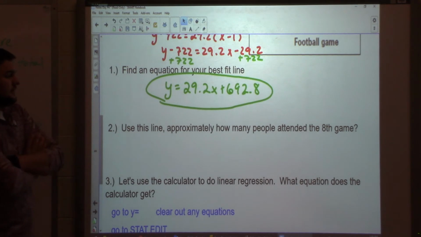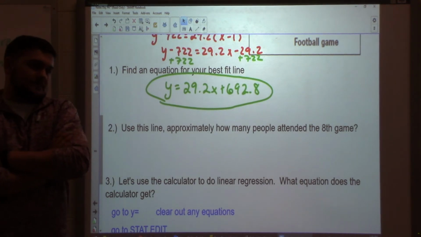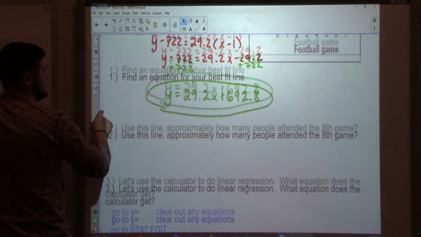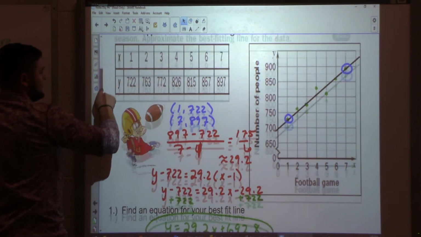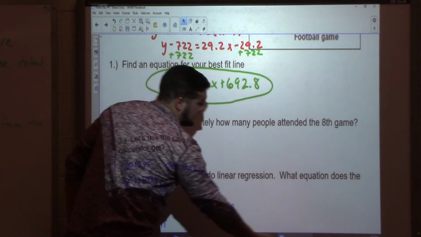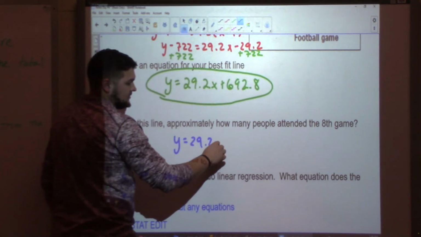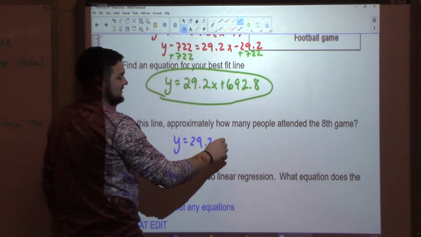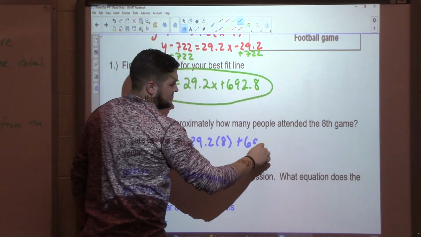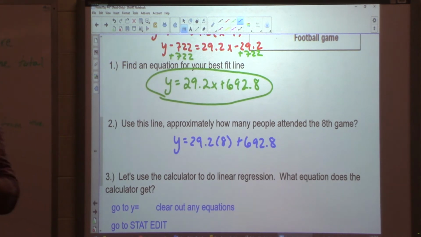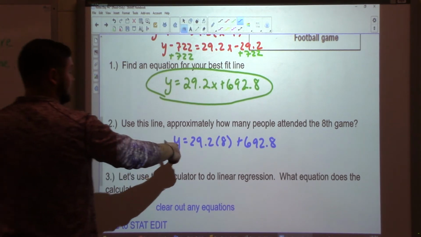Use this line. Approximately how many people attended the 8th game? Well, how could we figure that out? Plug 8 in for x. Our x values are how many games we've had. So if I check my line of best fit here, I can plug in 8 for x. So y equals 29.2 times 8 plus 692.8. Now, like I said, if your line of best fit is a little different than mine, you might get a different approximation. That's fine. Did anyone plug this into the calculator by chance?